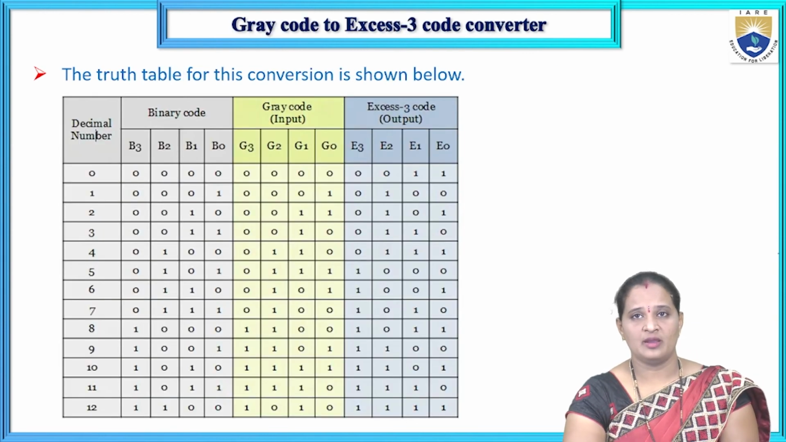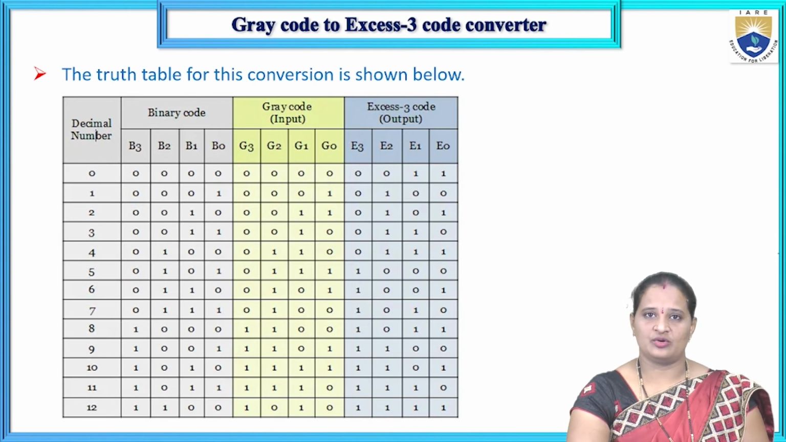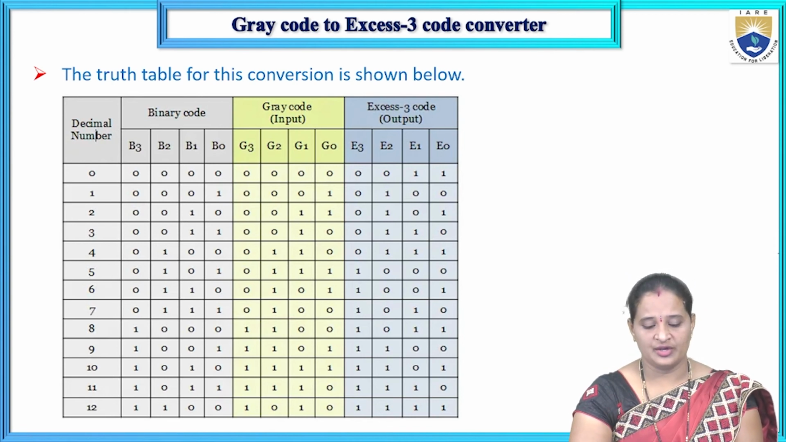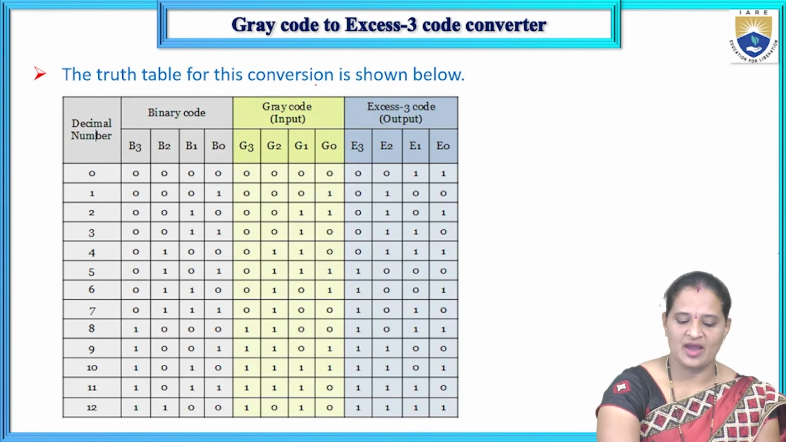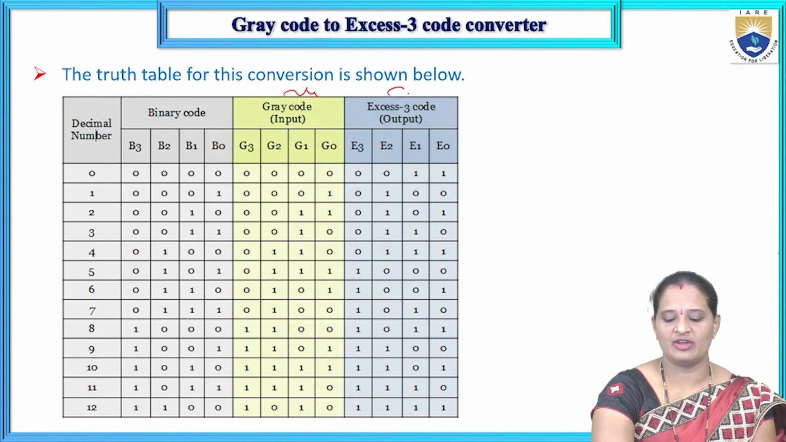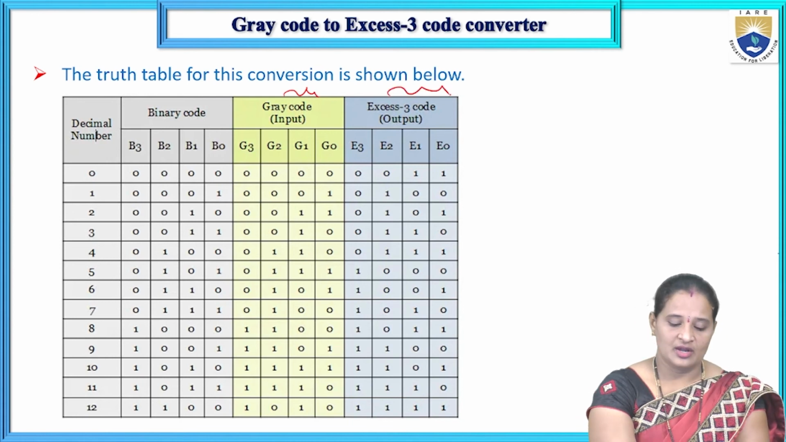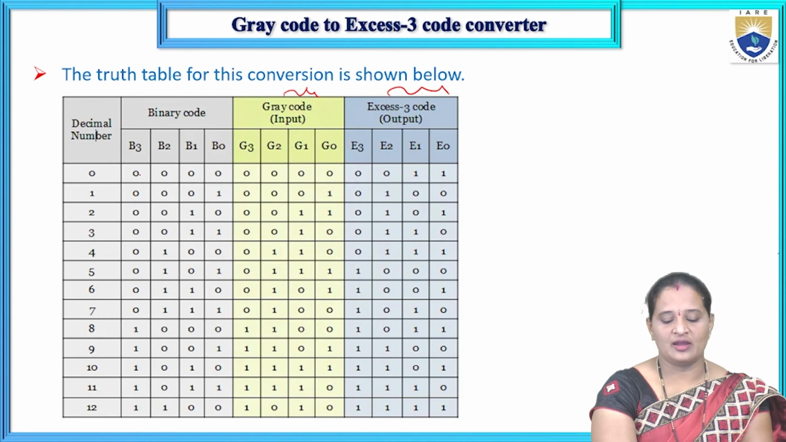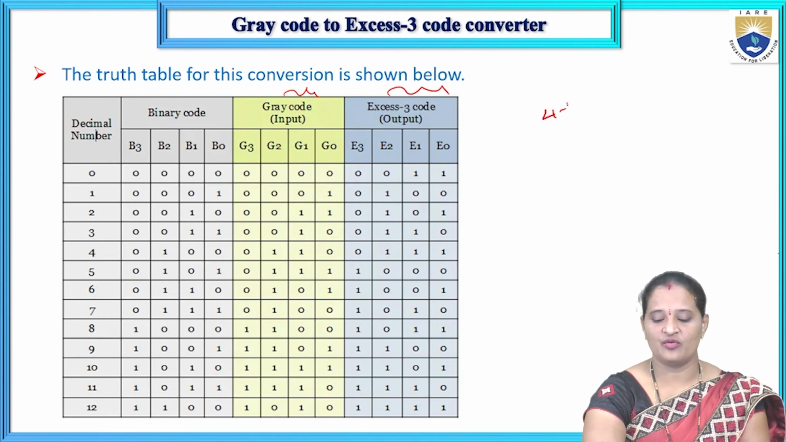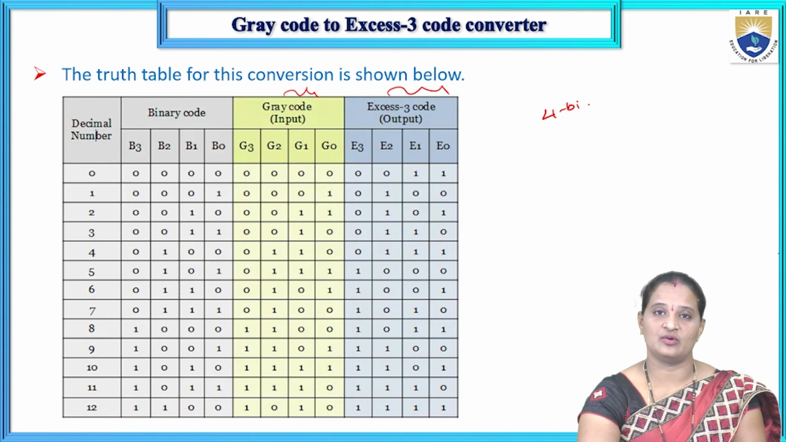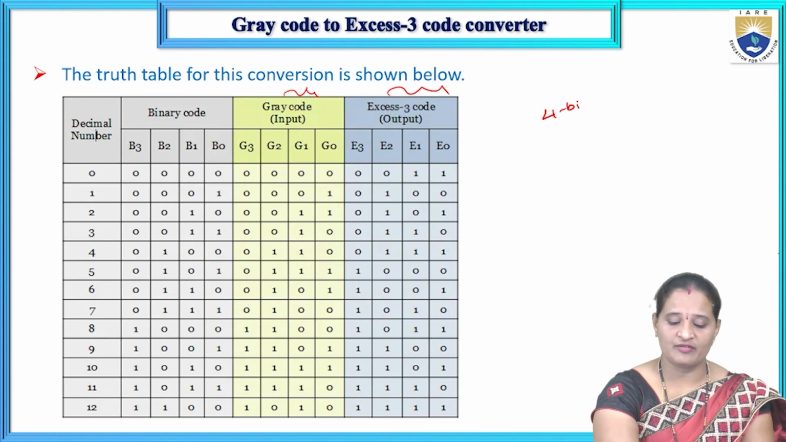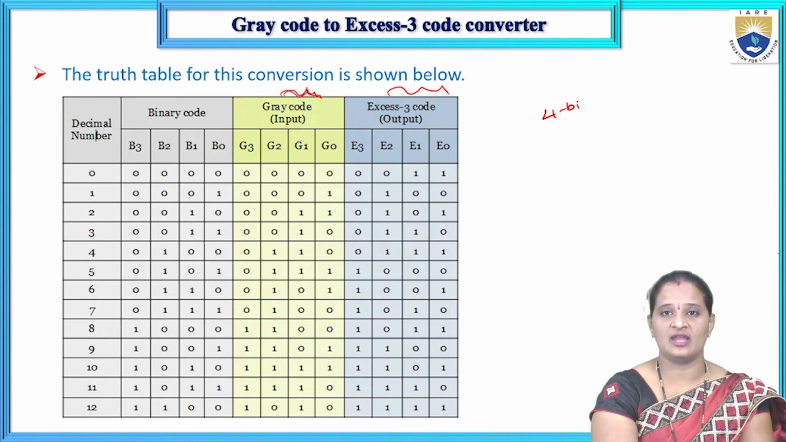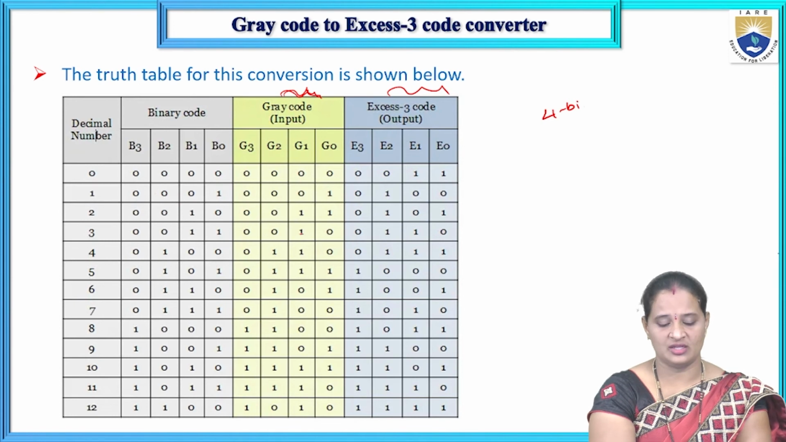Now the last one, gray code to Xs3 code. So first of all, my input is a gray code, and the output is Xs3 code, right? I want to implement a 4-bit gray code to Xs3 code converter. So before getting the gray code, I just want to write the binary code and then the gray code. I am writing this binary only to get the gray code. It is not needed actually.